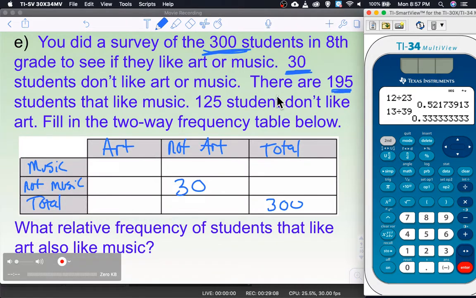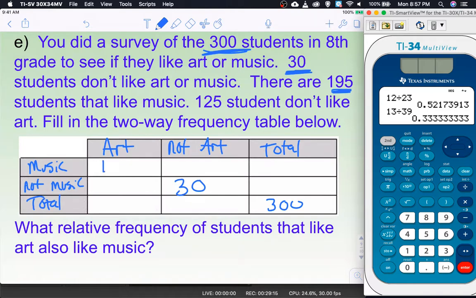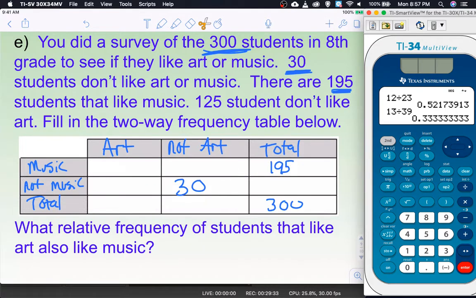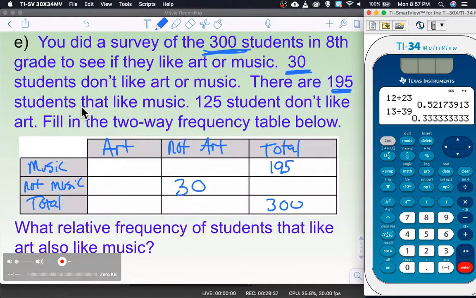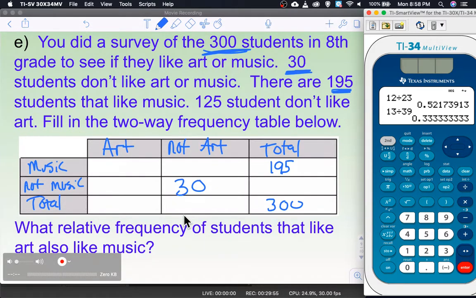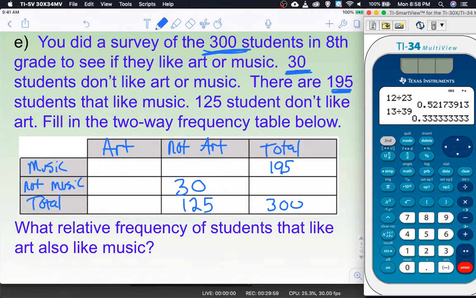It says there are 195 students that like music. Now, this is where I have a bunch of students who make a mistake. I get a lot of students who put 195 right here, which is wrong. It does not say there's 195 kids who like music and art. It just says there are 195 students that like music. So this 195 doesn't go here. That's my total kids that like music. There are 195 kids that like music. Total. Doesn't say if they like art or not art. It's just they like music. 125 students don't like art. They don't like art. We know nothing about their music likes or not. It's just they don't like art. So that 125 is going right here.